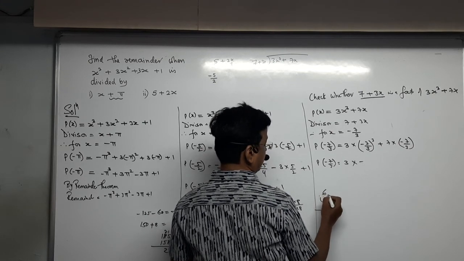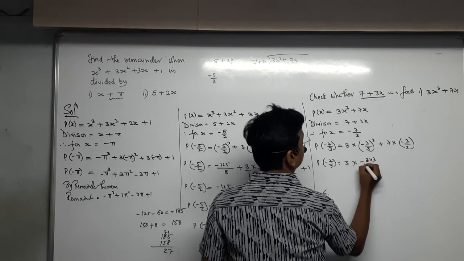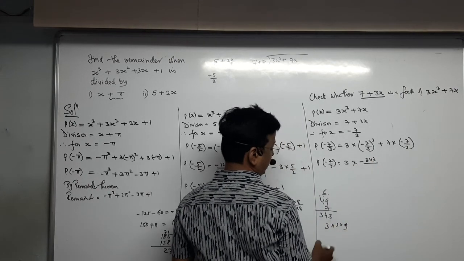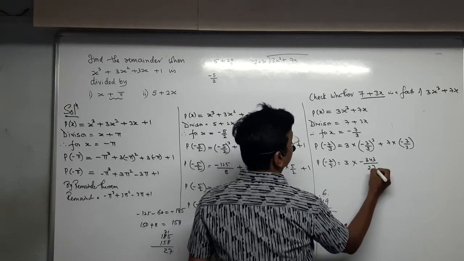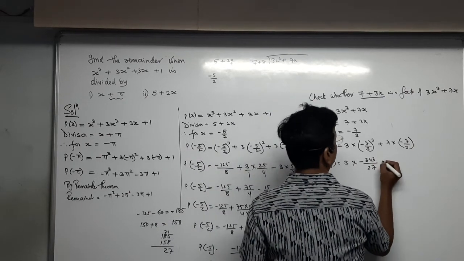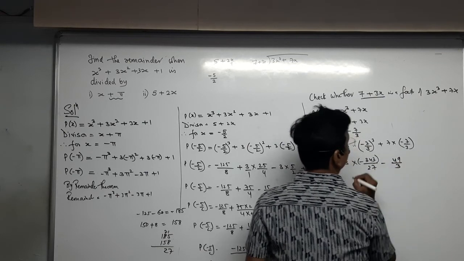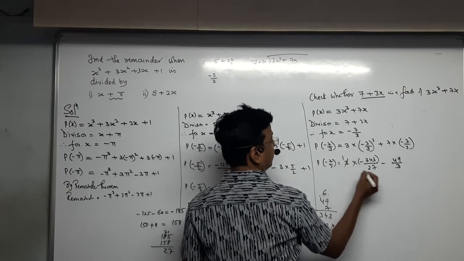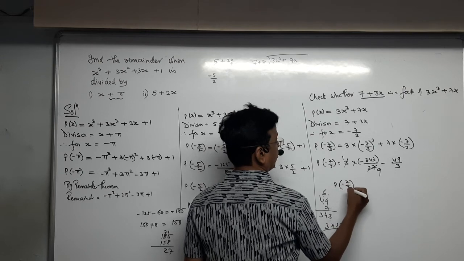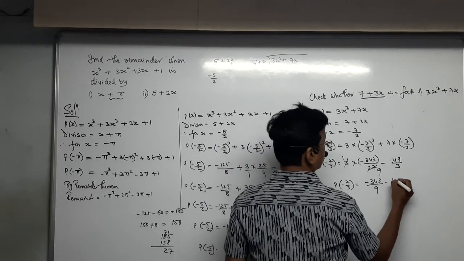So 343, minus 343 upon 3 3s are 9 into 3, 3 times this also because this cube will be there. This will be 27. 3 3s are 9, 9 3s are 27. Plus minus 7 sevens are 49 upon 3. So you will get P of minus 7 upon 3 is equal to minus 343 upon 9 minus 49 upon 3.